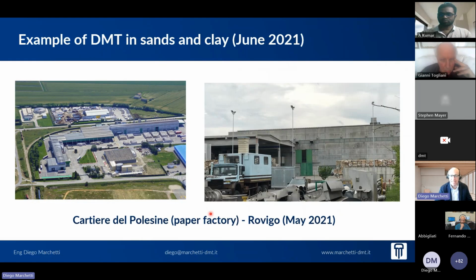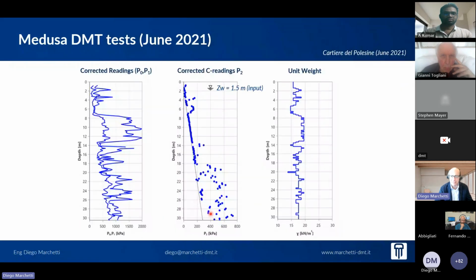Another example, in this case alternating sands and clays, is this paper factory in the northeast of Italy, where you can see alternations of clay where the two readings are close to each other with excess pore water pressure, and layers of sand, like this compact layer between 8 and 14, showing very consistently P1 much greater than P0 and a fully drained behavior in terms of C reading, and then alternations of sands and clayish material.